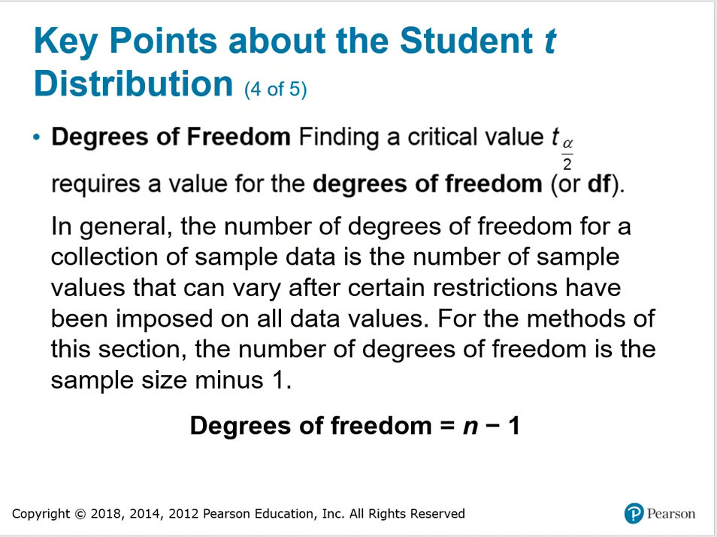Df, degrees of freedom. Finding a critical value t sub alpha over 2 requires a value for the degrees of freedom, denoted df. In general, the number of degrees of freedom for a collection of sample data is the number of sample values that can vary after certain restrictions have been imposed on all data values. For the methods of this section, the number of degrees of freedom is the sample size minus 1. Degrees of freedom equals n minus 1.